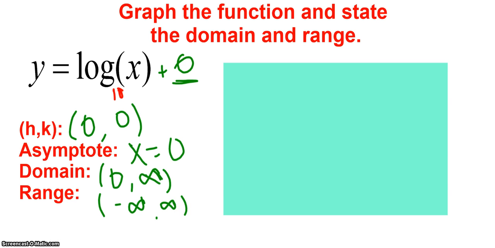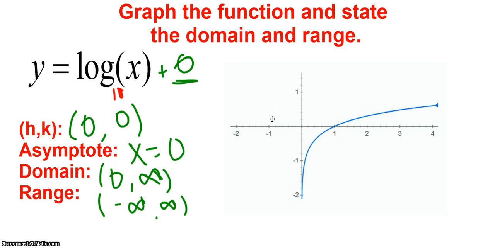Now when you graph this, it looks something like this. I want you to take special note that it goes through the point (1, 0). And then it's approaching this line right here, x equals 0, but it's never truly going to touch it. It's going to get as close as it can, but it's never going to equal it. Okay, and so this one is actually a parent function.